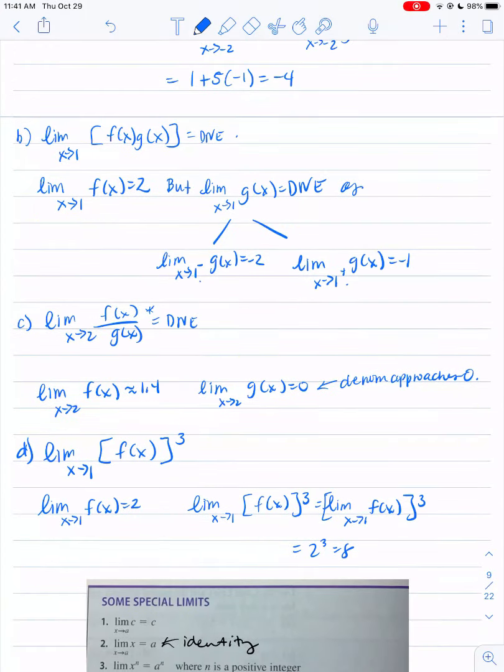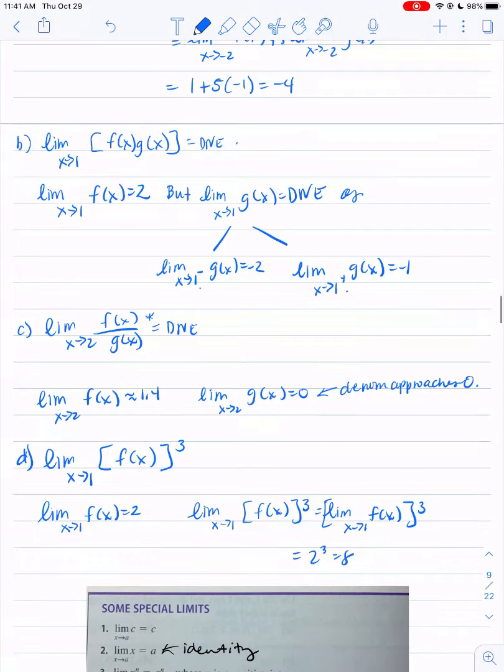And then our last limit, I have the limit as x approaches 1 of f of x cubed. So from the previous problem, I found that the limit as x approaches 1 of f of x equals 2. And then I'm basically just going to move the cubed to the outside of the whole thing, doing my power property. And so I have the limit as x approaches 1 of f of x is 2. So 2 cubed equals 8.